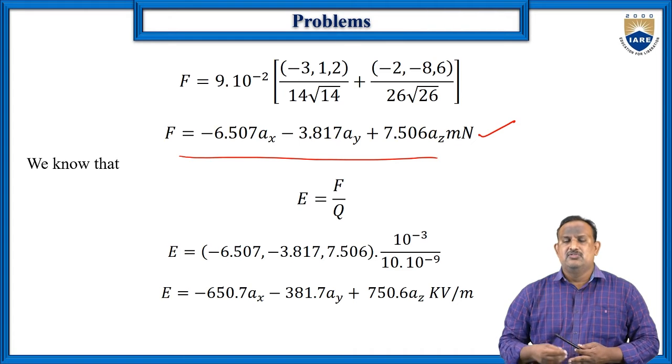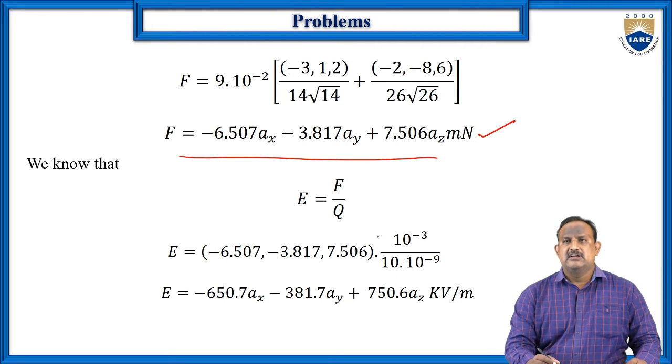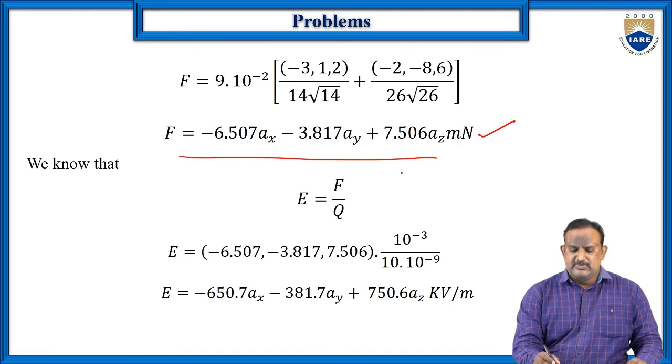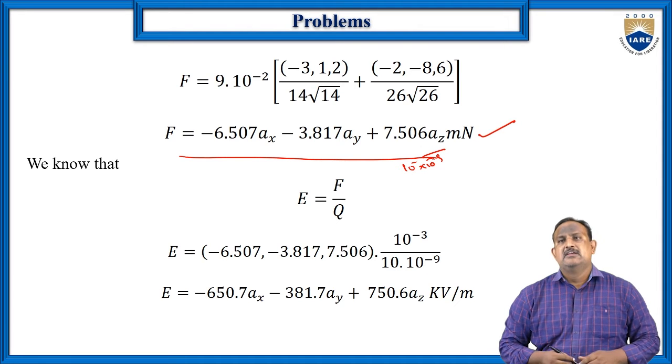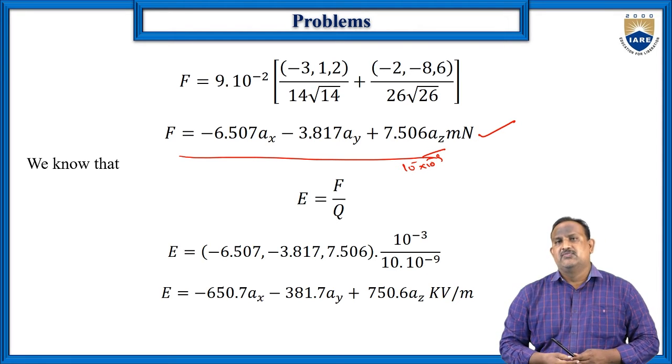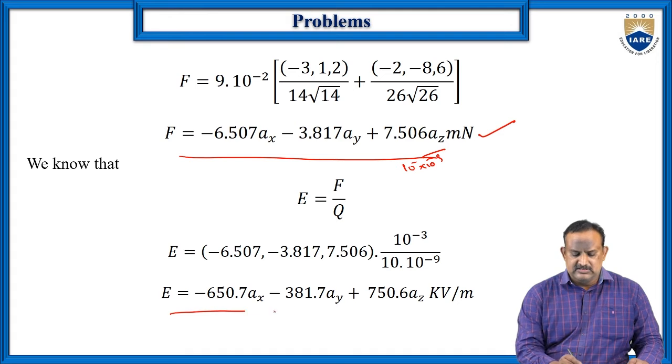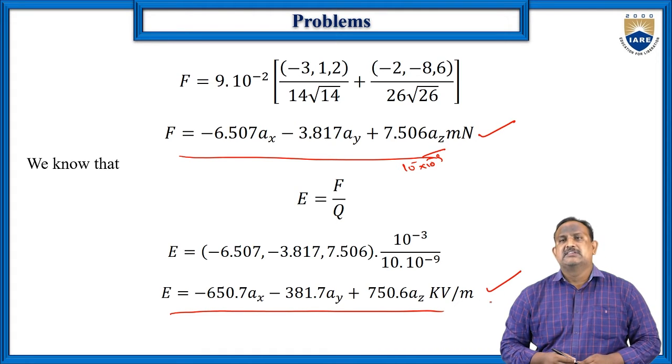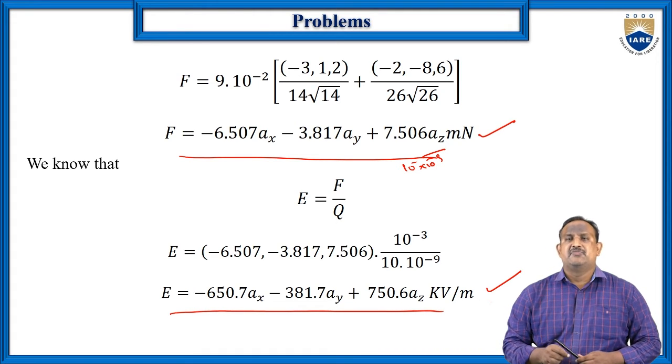Electric field intensity is defined as force per unit charge. The unit charge Q is given as 10 into 10 power minus 9. Therefore, force divided by 10 into 10 power minus 9 will give the electric field intensity. Therefore, the electric field intensity E is, in kilovolts per meter, minus 650.7 AX minus 381.7 AY plus 750.6 AZ kilovolts per meter.